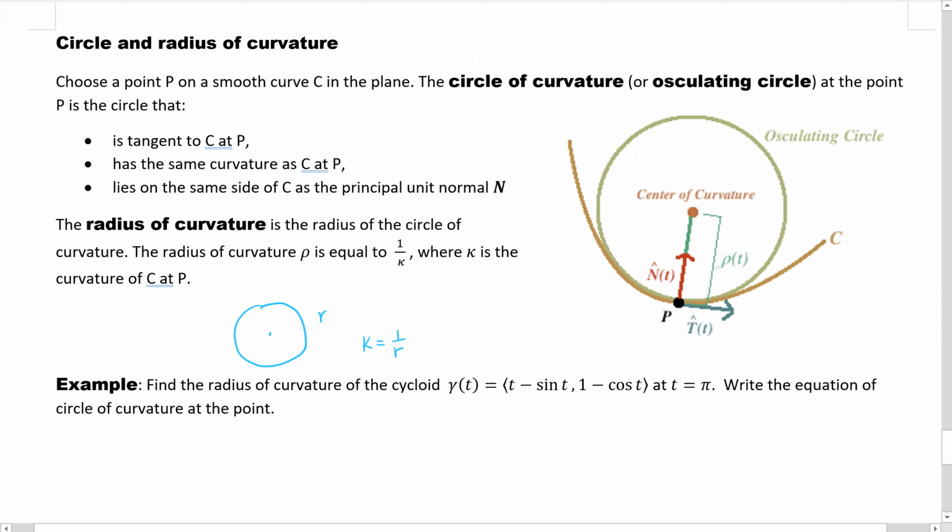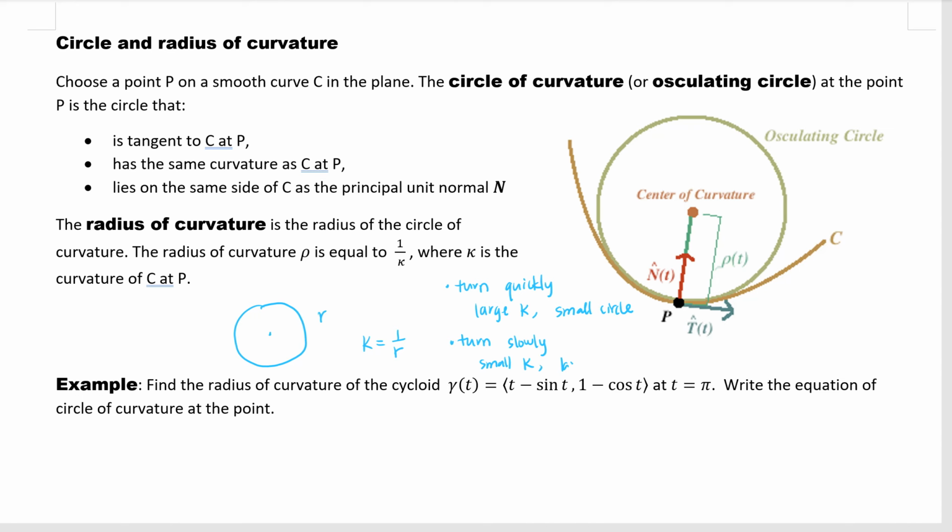If the curve turns quickly, then we have a large curvature and then a small circle, so the circle is going to have a smaller radius. If the curve turns slowly, then we have a small curvature, but we have a large circle.